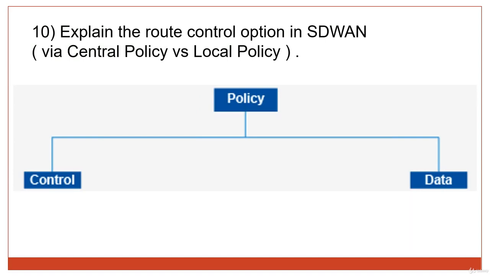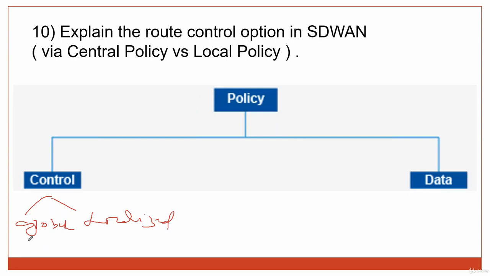Again, question number 10 is quite important: explain the route control option in SD-WAN, in other words, what is the central policy and the local policy. If you go and check, you will find that we have two different types of policy that we can create: control policy and data policy. Either way, we have two options: this control policy may be global or it can be localized.